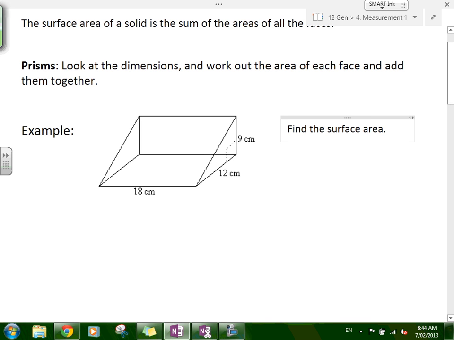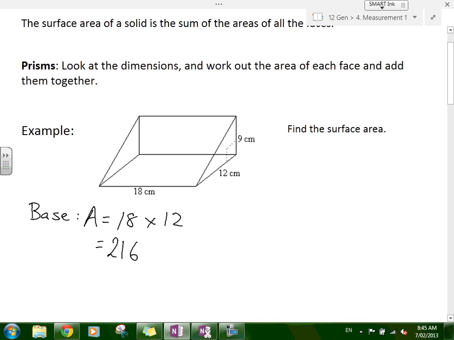Alright, so the first thing is, well, the base, what's the area of the base of this one? Yeah, so you can just break it up and do it step by step. A equals 18 times 12, which is 216. Alright, and then we have the face on the back. What's the area of the face on the back? Good, 18 times 9, which is 162.